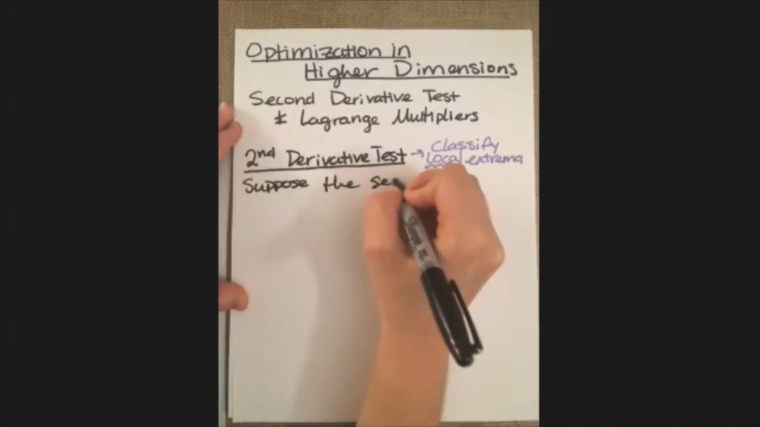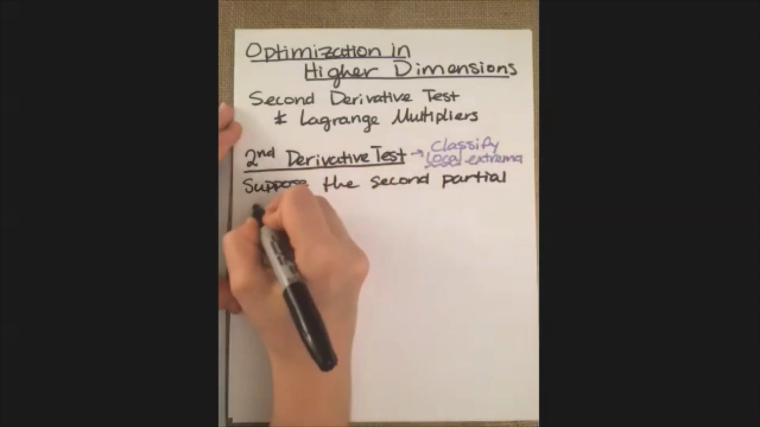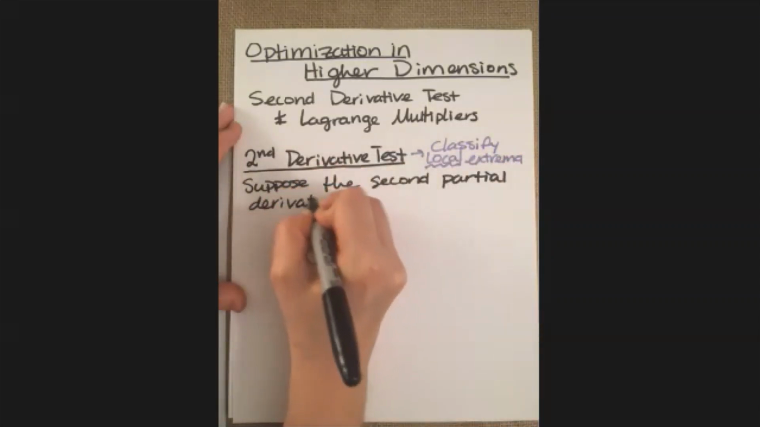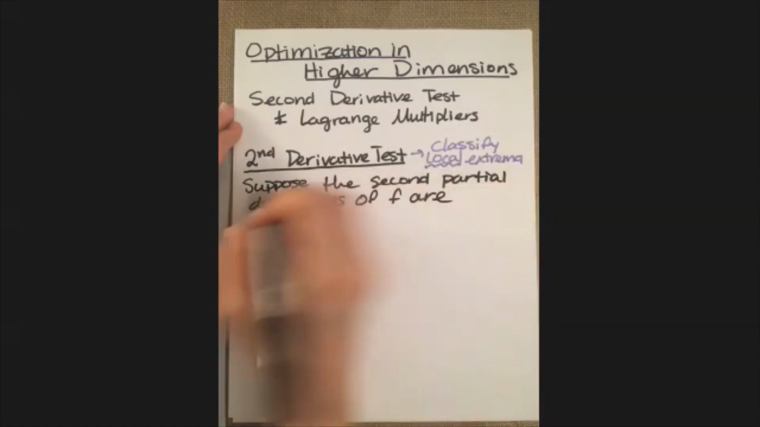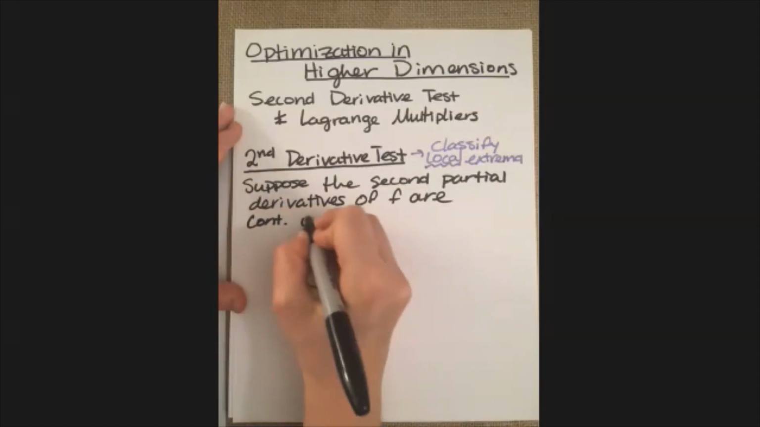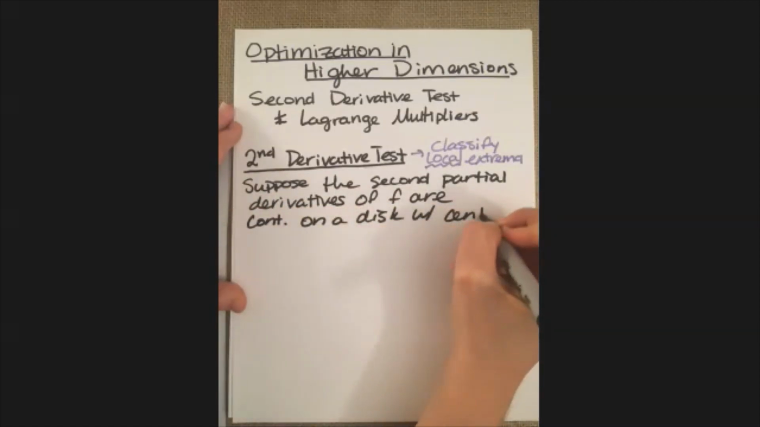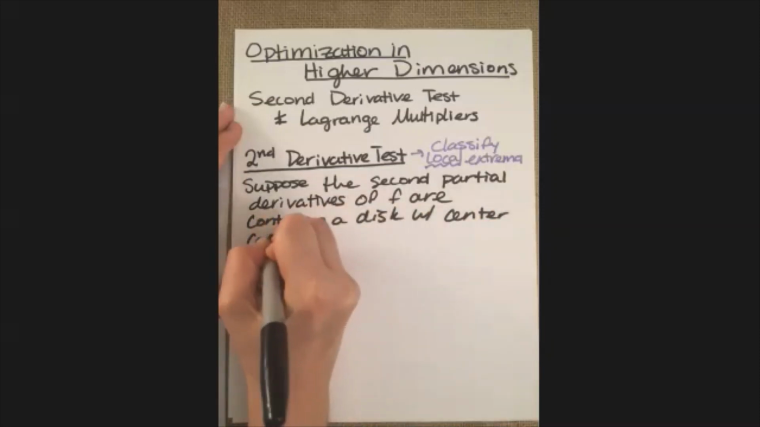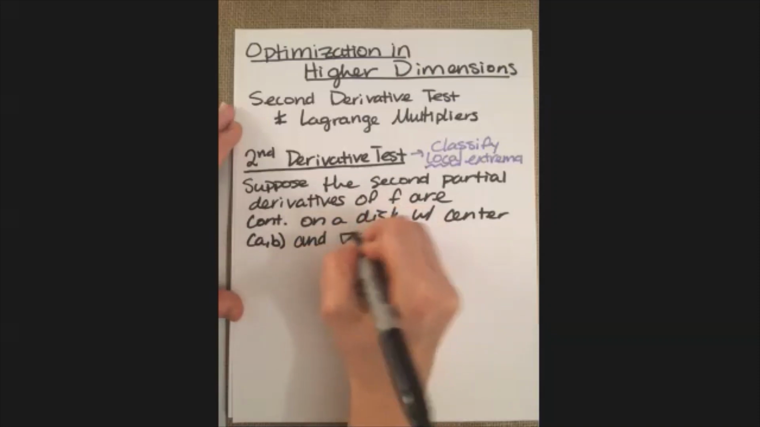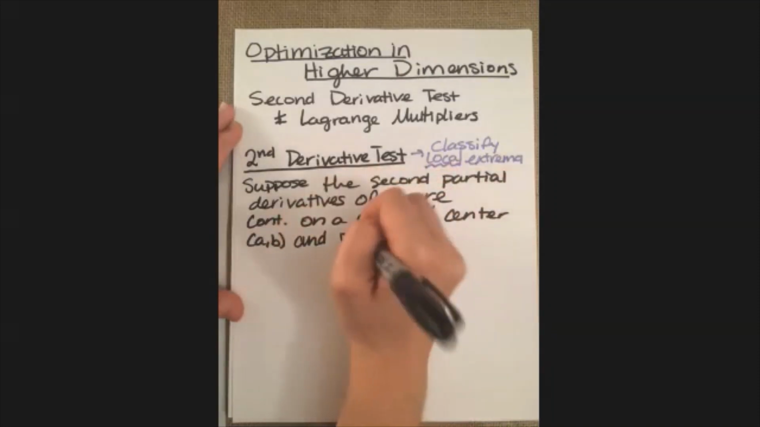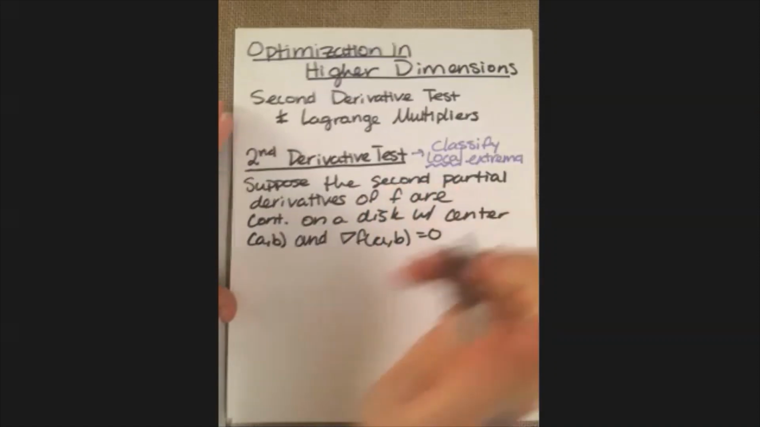the second partial derivatives of f are continuous on a disk with center at (a, b). And we suppose that we're working with a critical point, or more specifically, that the gradient of f at (a, b) is equal to 0.